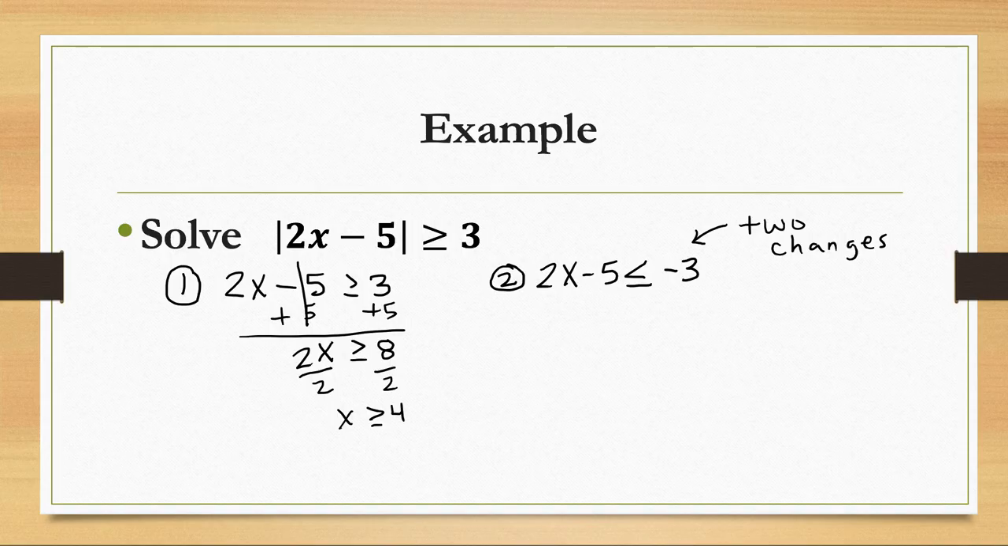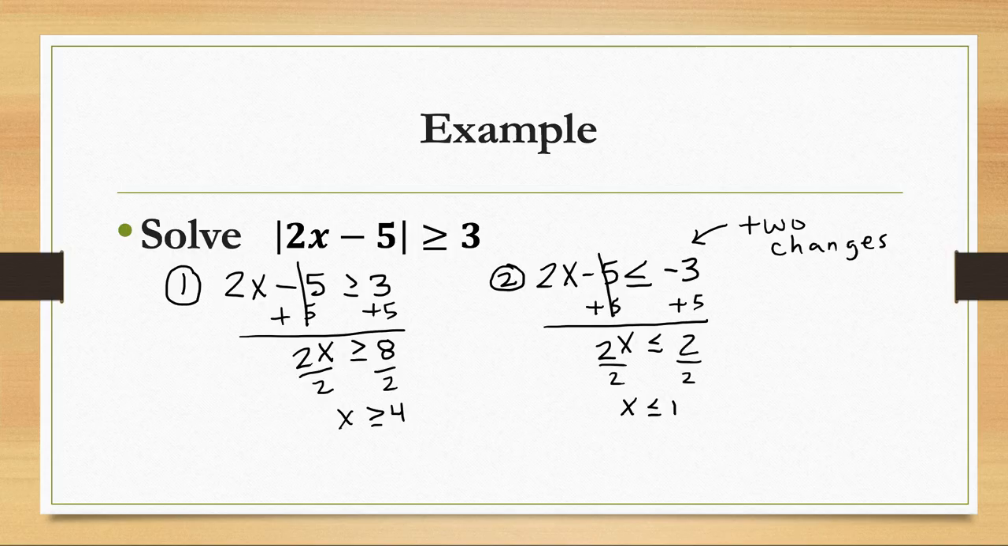For the second inequality, I'm also going to add 5 to both sides in an effort to get the x by itself. So this gives me 2x is less than or equal to positive 2. I'm then going to divide both sides by 2, which is going to give me x is less than or equal to 1.